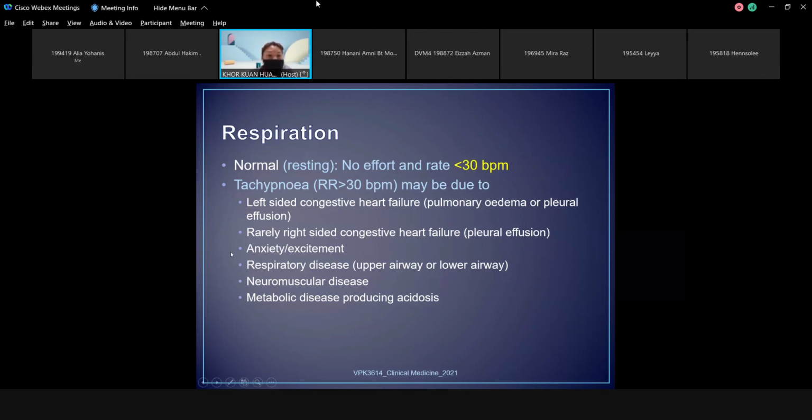Okay, again this is physiology, right? If they do have a respiratory disease or an issue, their upper airway or lower airway needs to be investigated. Or they may have a neuromuscular disease, or a metabolic disease producing acidosis. So the animal is actually having respiratory acidosis. That too can initiate tachypnea.